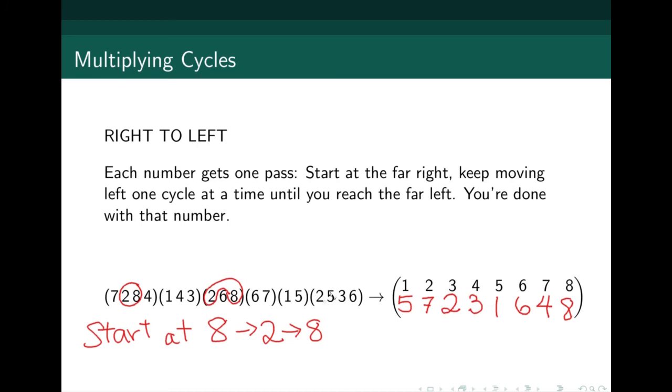So when there are repeat numbers in our product of cycles, we have to make sure we process from right to left, not from left to right or in random order. It must go from right to left, one cycle at a time. Figure out where each number ends up. So finally, in two-row notation, the bottom row reads 5, 7, 2, 3, 1, 6, 4, 8 for this product of overlapping cycles.